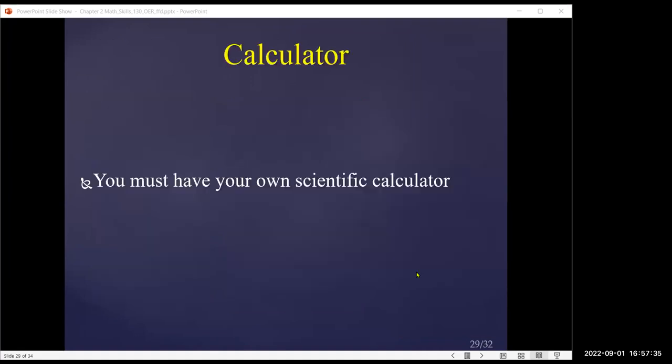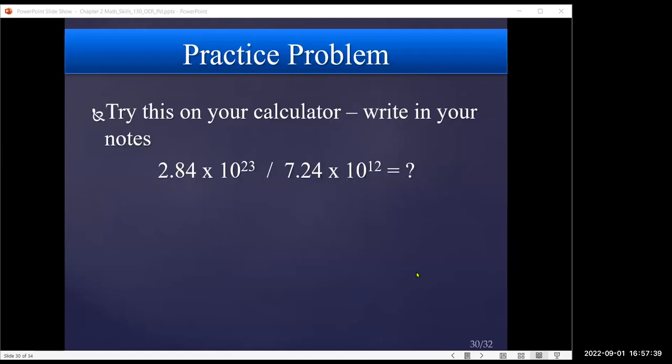So you do need your calculator. Now let's type in this number. I'm going to share my calculator with you again in a minute, so you may want to write this number down. It is 2.84 times 10 to the 23rd divided by 7.29 times 10 to the 12th.